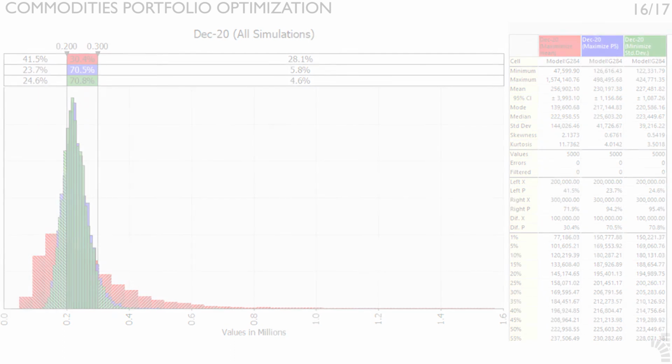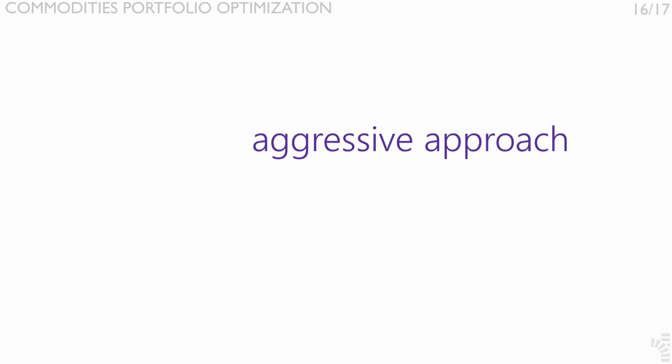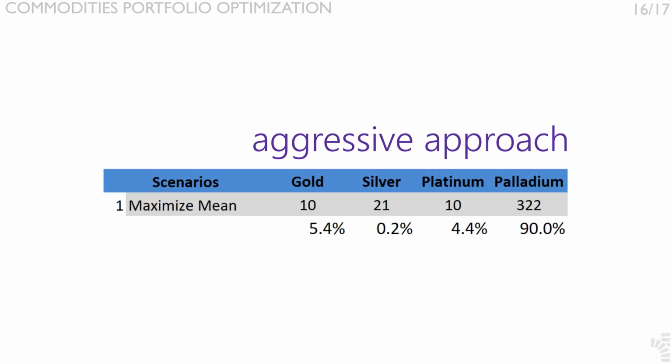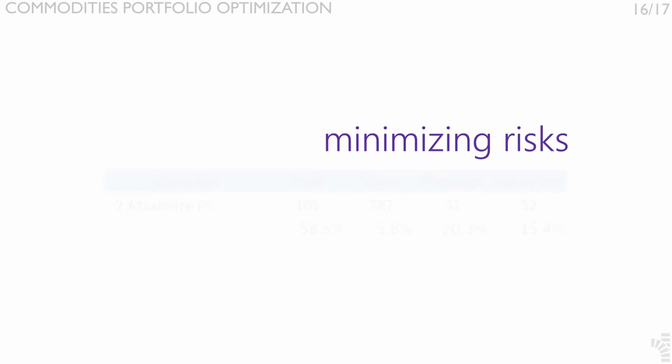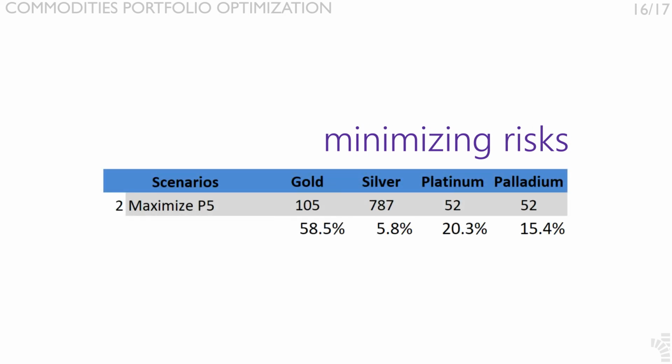Conclusively, if we were to recommend an aggressive investment approach, we would probably suggest Portfolio 1, a basket of assets heavily weighted by Palladium. If, on the other hand, the investor would be interested in minimizing risks, we could probably recommend Portfolio 2, minimize VAR, one with more gold than any other asset and some portions of platinum and palladium, with a minimal representation of silver.